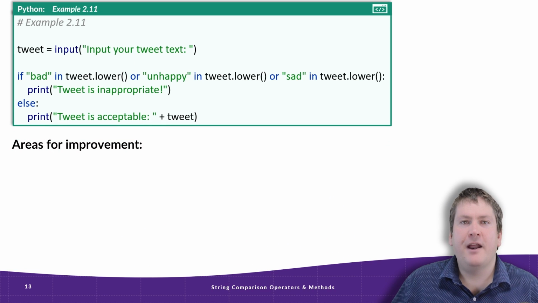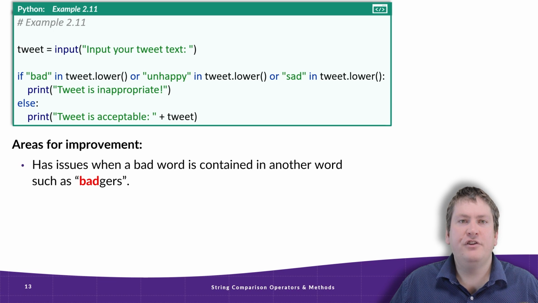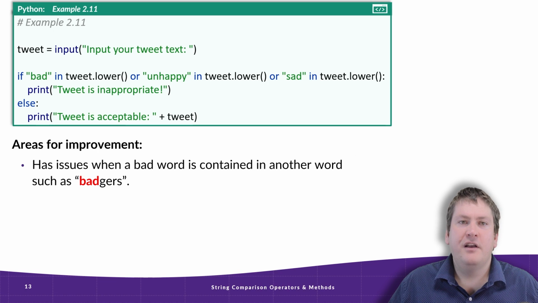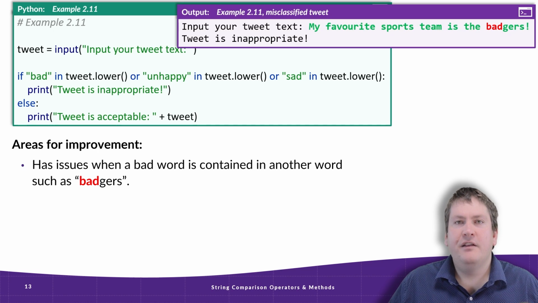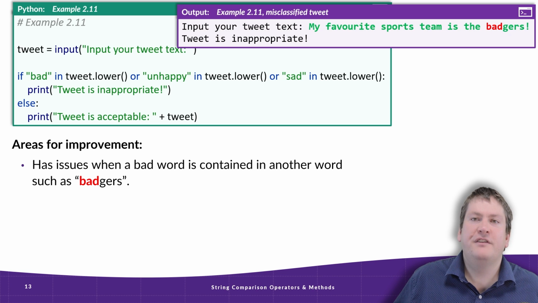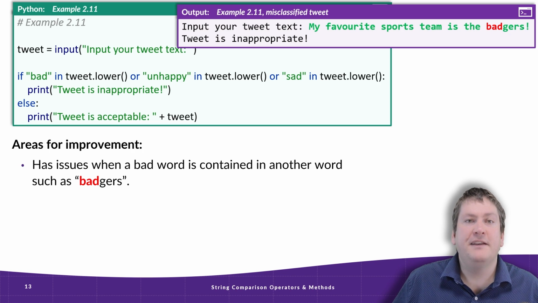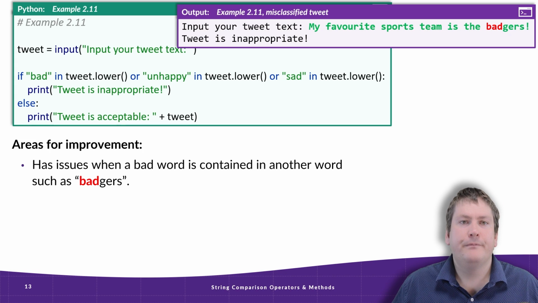But there are some areas for improvement in this example, and this is something we'll get into in later weeks. The first issue is that it's going to match words that are contained in another word, such as that bad in badgers that we saw before. So for example, if we said "my favorite sports team is the Badgers," we're going to get "tweet is inappropriate" because it detected bad in the word badgers, and that's probably not what we want.